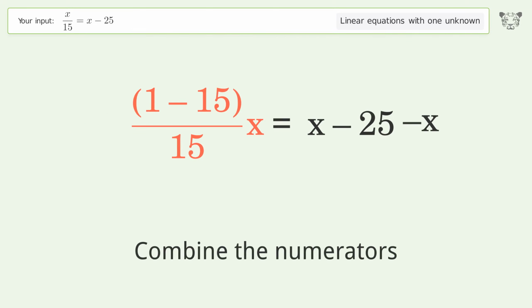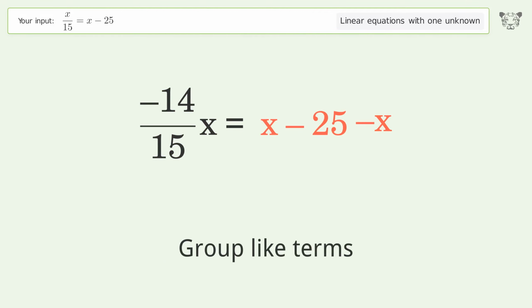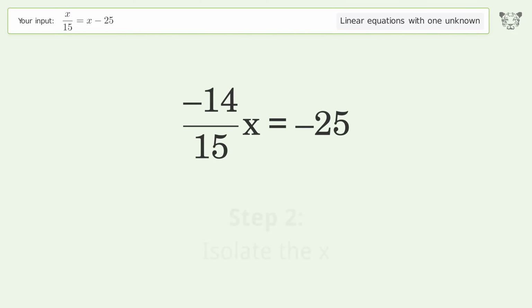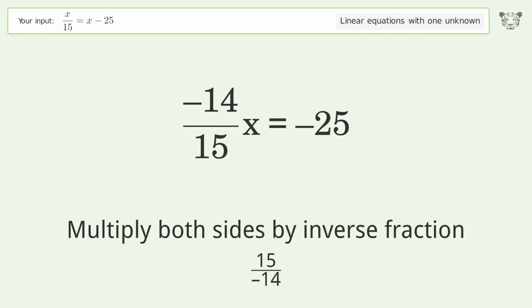Combine the numerators. Group like terms. Simplify the arithmetic. Isolate the x. Multiply both sides by inverse fraction 15 over negative 14.